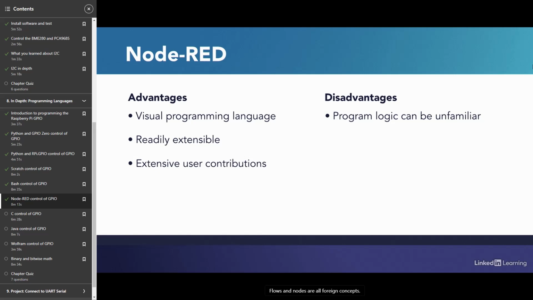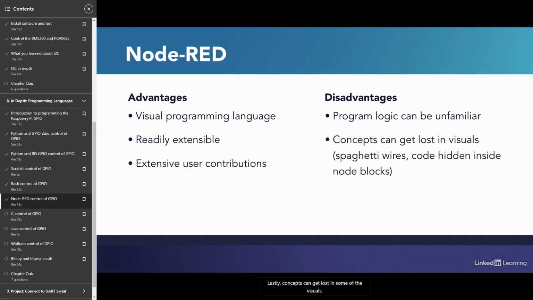Flows and nodes are all foreign concepts. Lastly, concepts can get lost in some of the visuals. There's a lot of wires and a lot of nodes that appear in Node-RED, and sometimes it's difficult to tell what connects to what. I found Node-RED to be a useful language for event-driven tasks. It took me a while to understand how to successfully code solutions, but I do appreciate the way the IDE can be called from a separate platform, yet immediately run on the local machine.